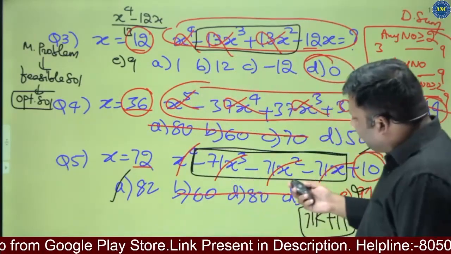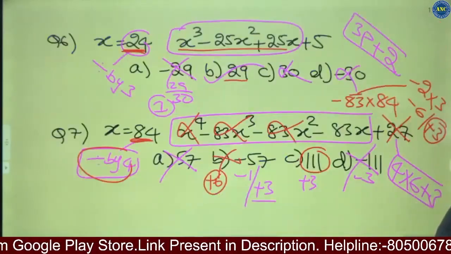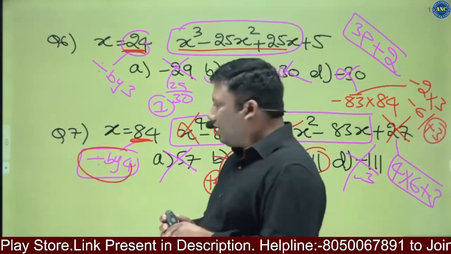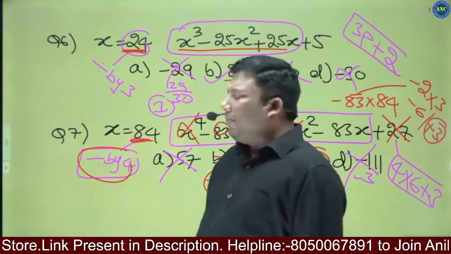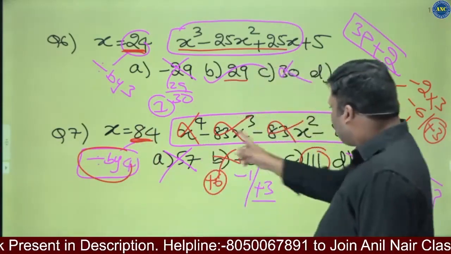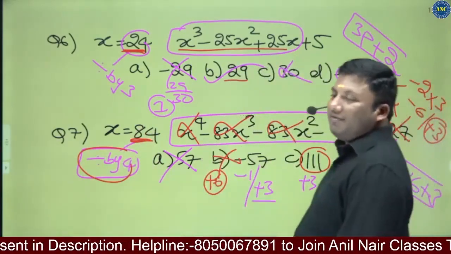Question number 3, 4, 5 are one type. Question number 6, 7, I am using the divisibility rule. It is also your mathematical intelligence, which number you take. If you take 84, divisible by 3, the answer options are all divisible by 3.